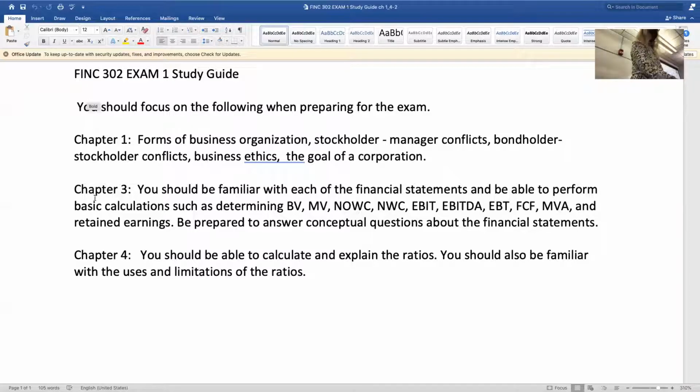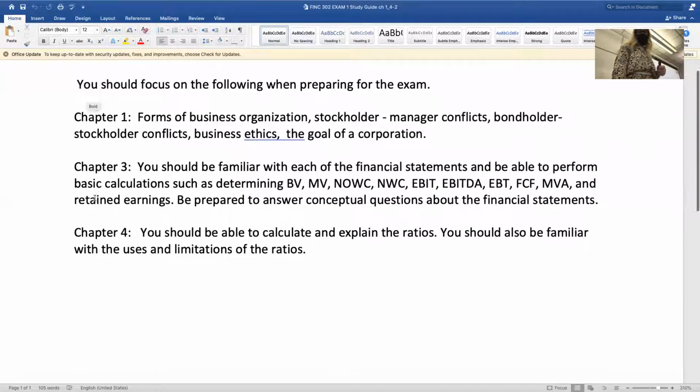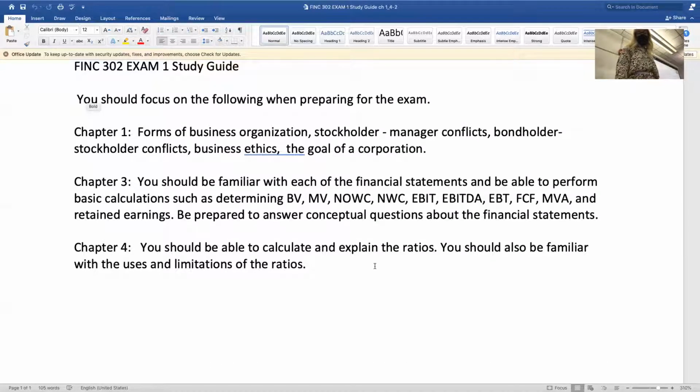Okay, and so then for chapter 4, just concentrate on these ratios. These of course aren't all ratios, but times interest earned, total asset turnover, day sales outstanding, current ratio, quick ratio, inventory turnover. There's a multiple choice question about that. And then the PE ratio, profit margin, and return on equity. And then you should also be familiar with who uses the ratios and what some of the limitations of the ratios are.